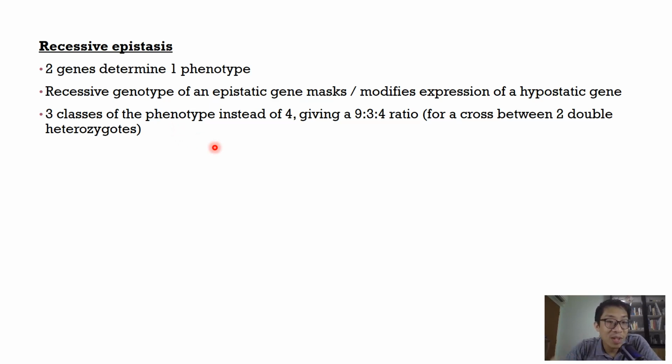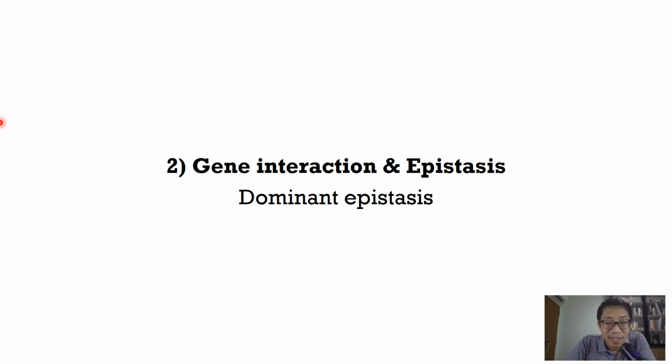That's why you get a 9:3:3:1 ratio, right? But in this case, there are only 3 classes of phenotype, because the last 2 classes of genotypes in the diagram give you the same phenotype due to the masking effect by the small e genotype. So you only have 3 classes of phenotype and therefore a 9:3:4 ratio. Okay, so that would be an example of epistasis, recessive epistasis. Next, we will look at another example of epistasis known as dominant epistasis.